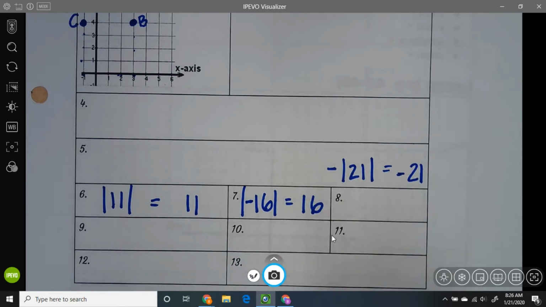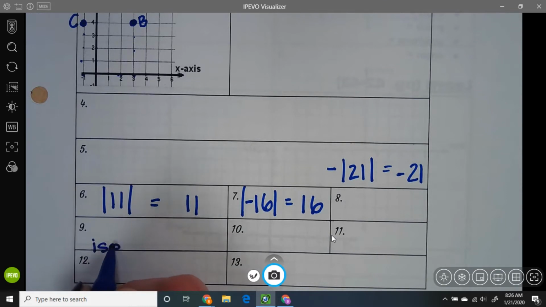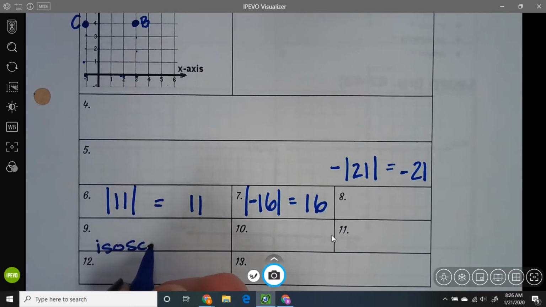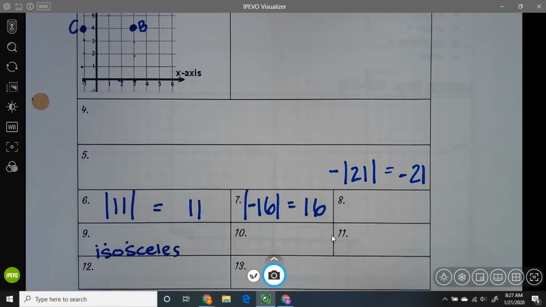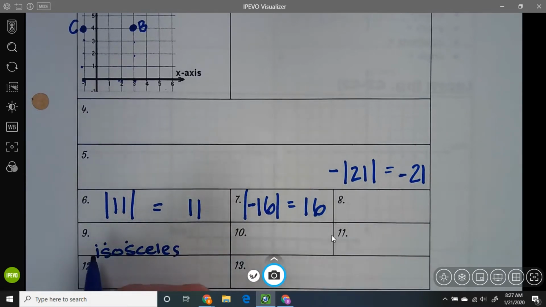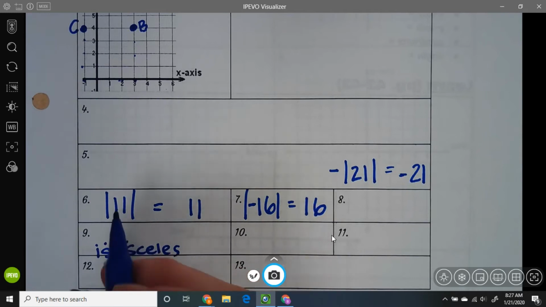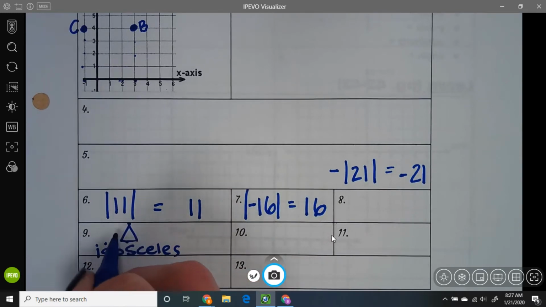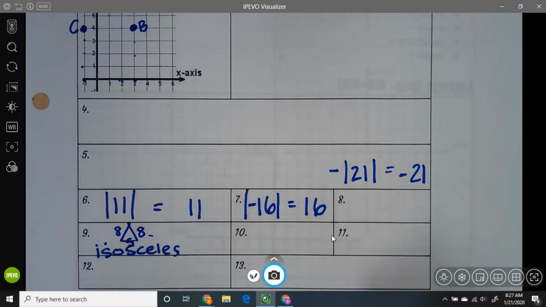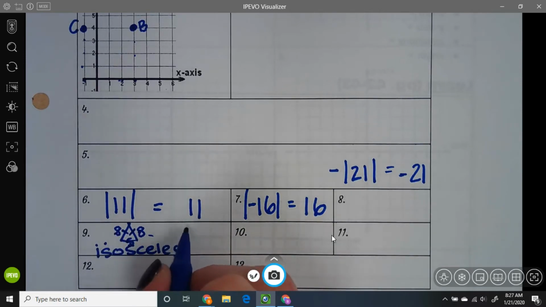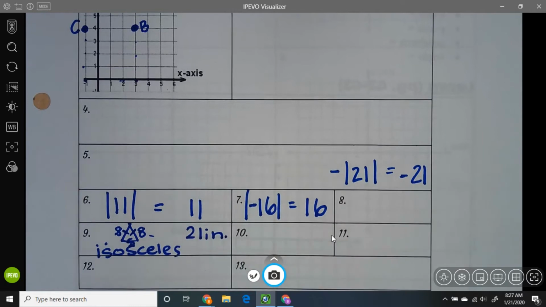Okay, and if you look at number 9, it says figure ABC is an isosceles triangle. So isosceles means equal on two sides. I always remember that because there's two S's in there on the side of the O. If it's equal on two sides, then I want to find the perimeter. I have 8 here, I have the 5 here, and I know this is 8 because those would be the two sides that are equal, because it tells me with the lines there. So 8 plus 8 plus 5 is 21 inches.